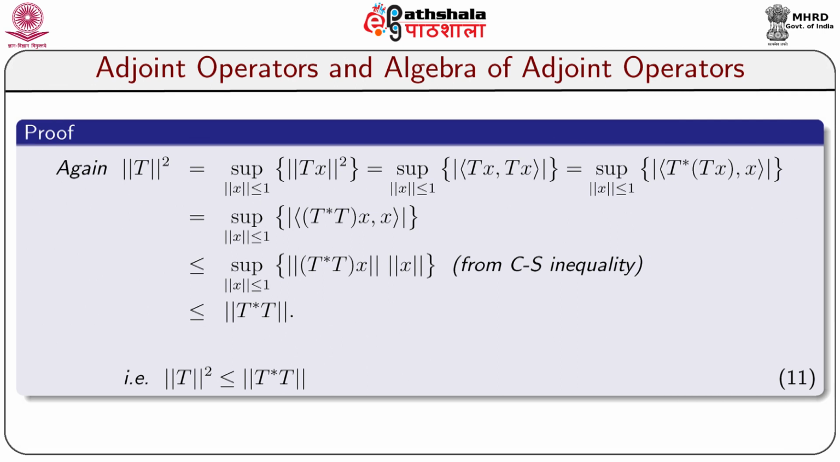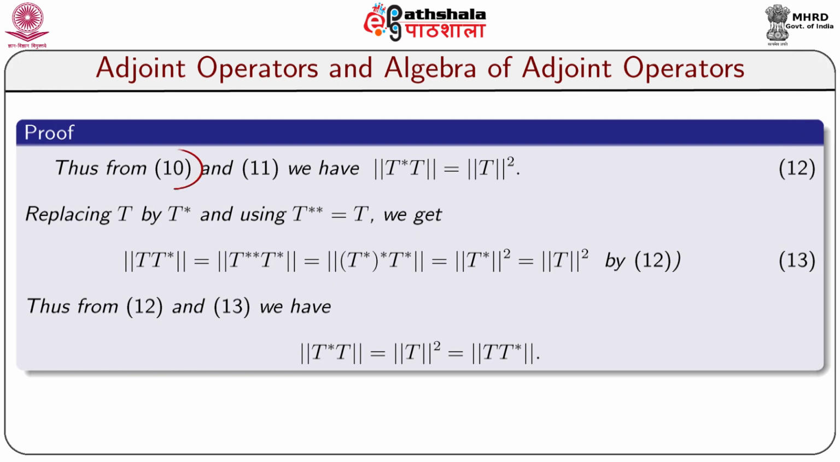Again, norm T square equals supremum of norm Tx square, where the supremum is taken over norm x less than or equal to 1, which is equal to the supremum over norm x less than or equal to 1 of inner product (Tx, Tx), which is equal to the supremum of modulus of inner product (T star Tx, x), which is less than or equal to the supremum of norm T star Tx into norm x by the CS inequality, that is, the Cauchy-Schwarz inequality, which is again less than or equal to norm T star T. That is, norm T square is less than or equal to norm T star T. This is equation number 11.